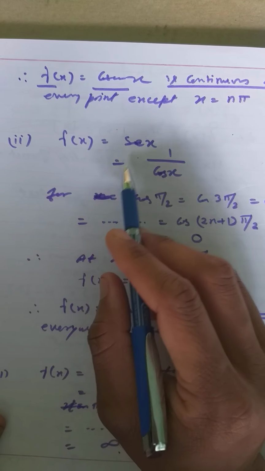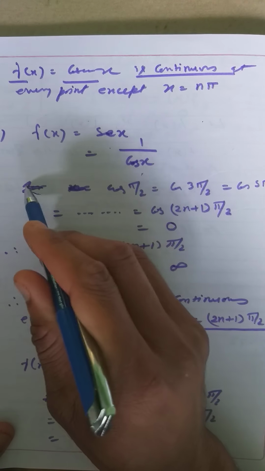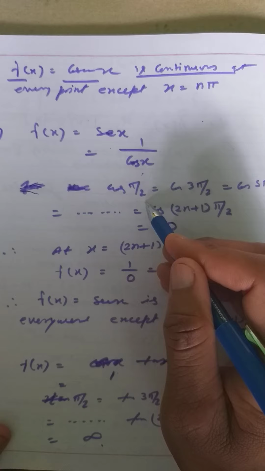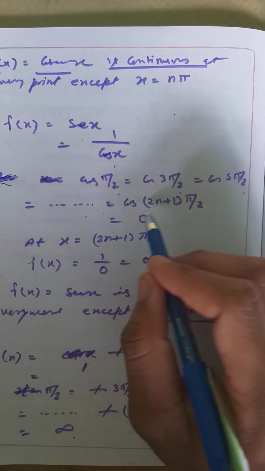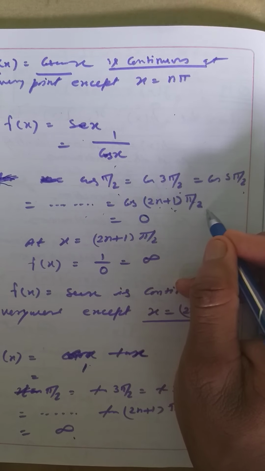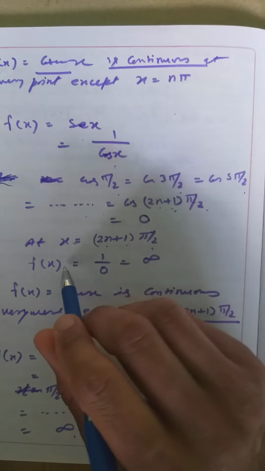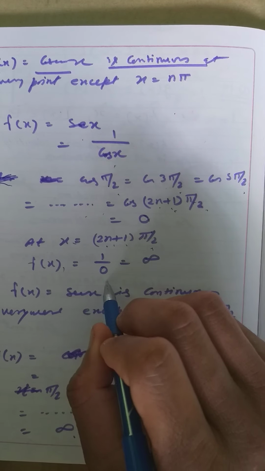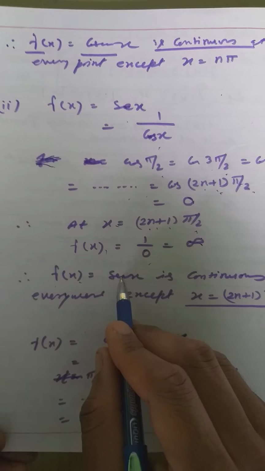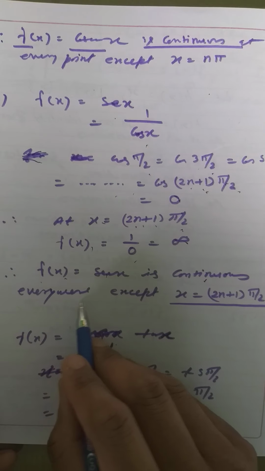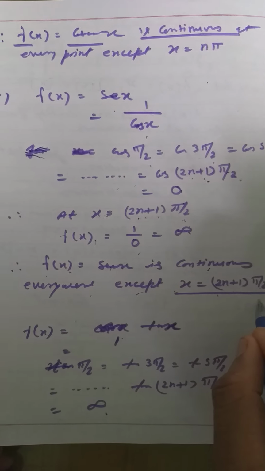Second one, f(x) = sec x, and sec x = 1/cos x. Since cos pi/2 = cos 3 pi/2 = cos 5 pi/2, that is cos (2n + 1) pi/2 = 0, at x = (2n + 1) pi/2, f(x) = 1/0 = infinite. Therefore, f(x) = sec x is continuous everywhere except x = (2n + 1) pi/2.